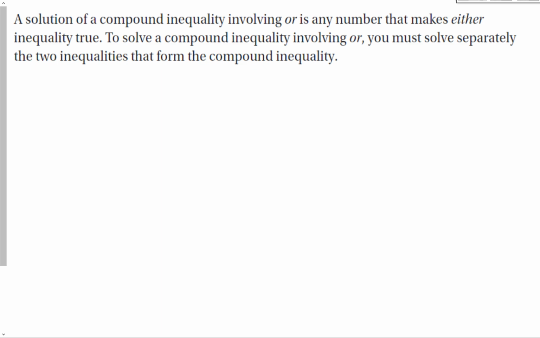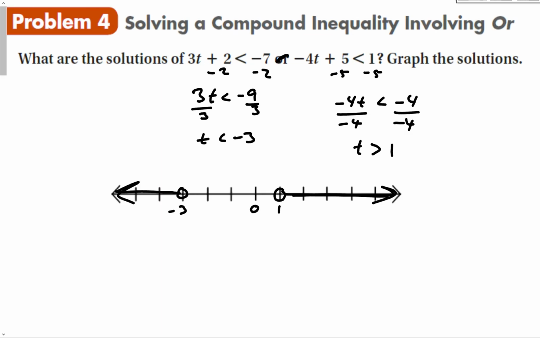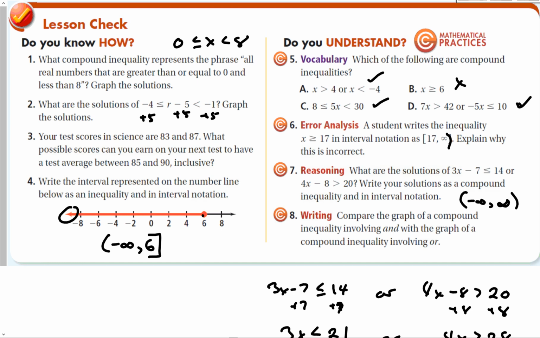And also, if I were to change this to "and," the answer would be the place where these two graphs overlap. They never overlap, so it would have no solution. No solution. My pen's fading a little bit, I'll have to change the tip here. Okay, so that was 3-6 compound inequalities.